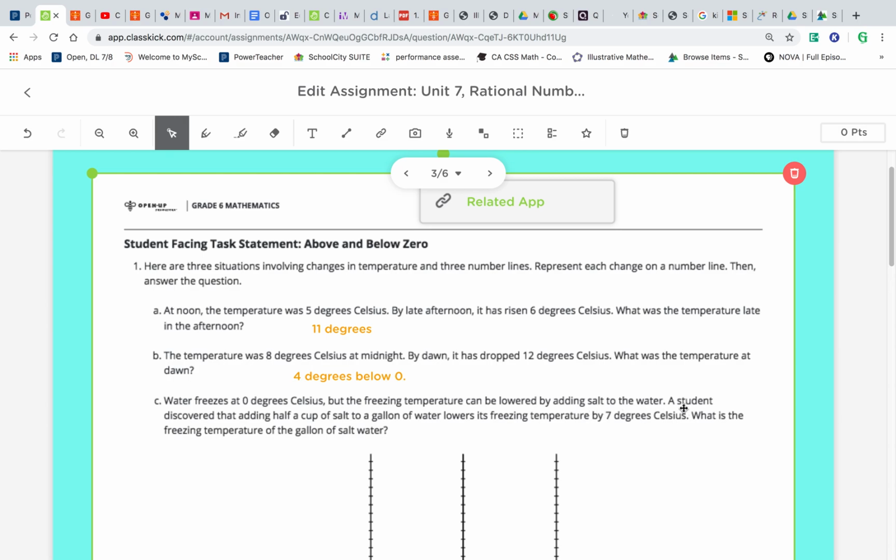So what happens is the student discovered that adding half a cup of salt to a gallon of water lowers its freezing temperature by 7 degrees Celsius. So what is the freezing temperature of the gallon of salt water? Okay, so let's say he's got a gallon of water. If we wanted it to freeze normally, we would just take it down to 0. But now we're going to lower the freezing temperature by 7 degrees.